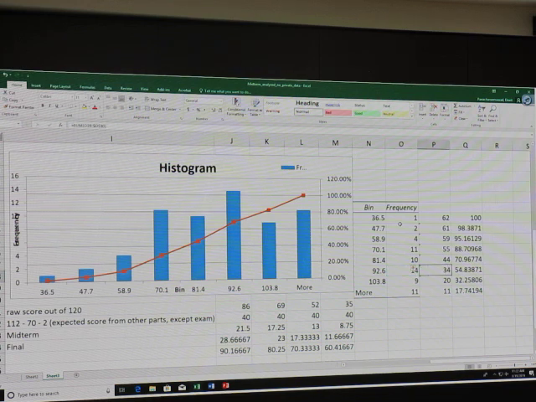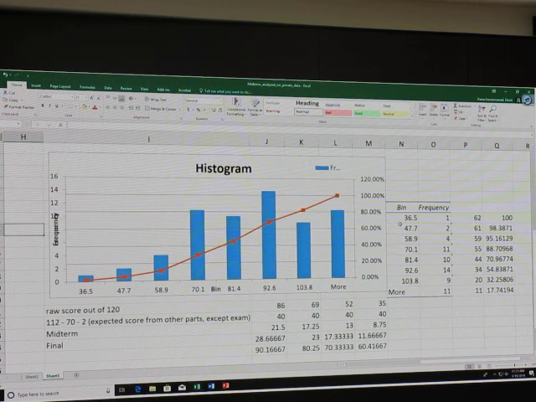We have 34 students in total, which is about half of the class, 54% of the class, who got 92 or more. Hopefully you are in that 54% of the class. 44 people, or 71% of the class, got 81 or more. And of course, 11 people got between 70 and 80, 4 people got between 60 and 70, 2 people got between 47 and 60, and 1 person got between 36 and that.